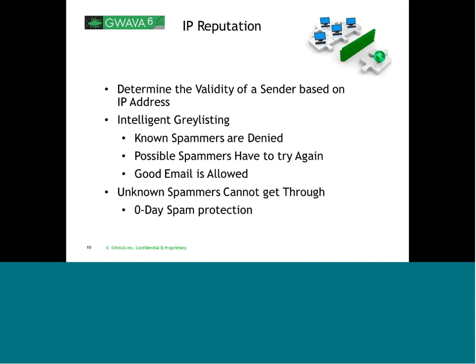Our IP reputation technology has intelligent gray listing. Intelligent gray listing gives you the ability to have known spammers. So we have a list of known spammers out there. Basically, they will be denied automatically. Possible spammers will have to try and get in and try again, and we can add the possible spammers to the known spammers list intelligently, and we will gray list them as needed. We have a 0-day spam protection on our spam technology, and that is also built into the IP reputation with intelligent gray listing technology.